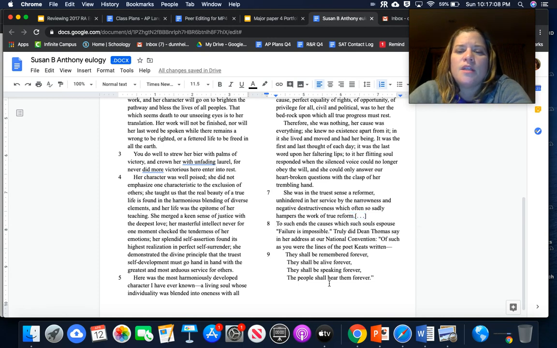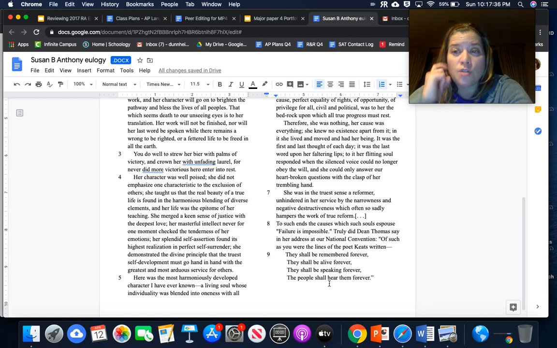Okay, paragraph 8. To such ends, the causes which such souls espouse, failure is impossible. Truly did Dean Thomas say at her address at our National Convention, of such as you were the lines of the poet Keats written. They shall be remembered forever. They shall be alive forever. They shall be speaking forever. The people shall hear them forever.